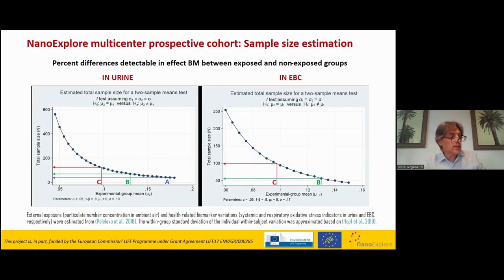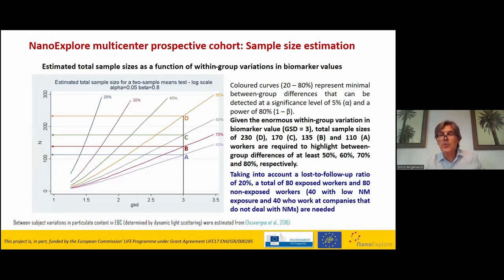The procedure is not easy, but just to go to the conclusion of our calculations, taking into account a loss to follow-up ratio of 20% due to the constraints related to biological sampling and employee turnover, a total of 80 exposed workers and 80 non-exposed workers are needed.